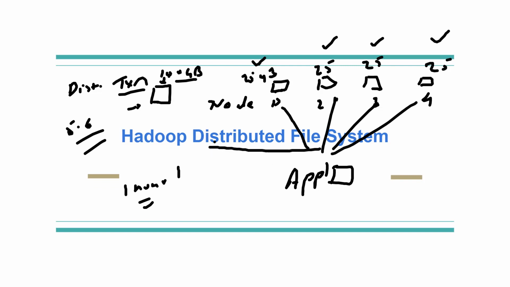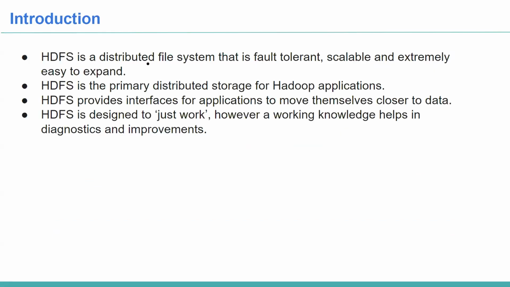So the distributed file system is what we are talking about, and since it is based on the Hadoop framework, it is called the Hadoop Distributed File System. So what are the advantages of HDFS? It is a distributed file system that is fault tolerant, scalable, and extremely easy to expand. We'll discuss each term, like why it is fault tolerant, why it is scalable, and how easy it is to expand it. Then it is the primary distributed storage for Hadoop applications.